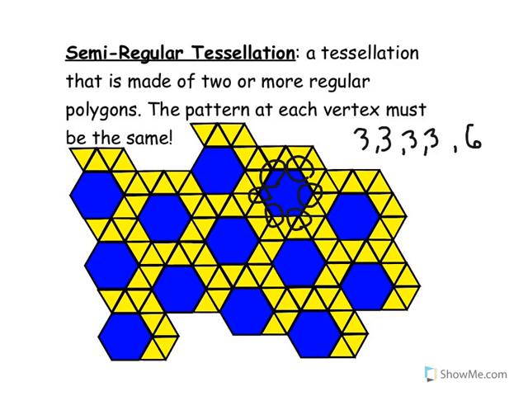Let's pick another one, any one that has itself completely surrounded. One hexagon and 4 triangles. One hexagon and 4 triangles. One hexagon and 4 triangles. This pattern works throughout the entire tessellation, making this an actual tessellation. Please take a moment to copy the definition of a semi-regular tessellation into your notes, and I'll give you an example that's easier to draw into your notes as well in a minute.